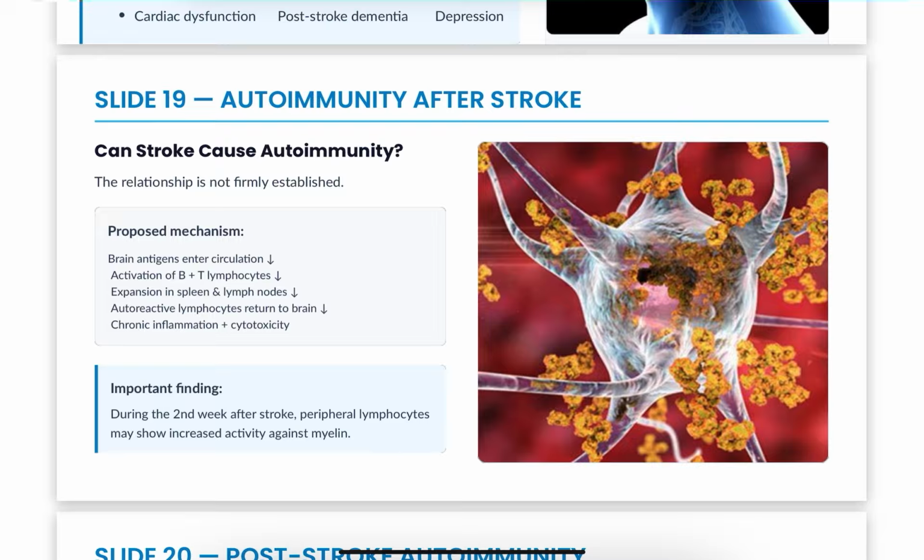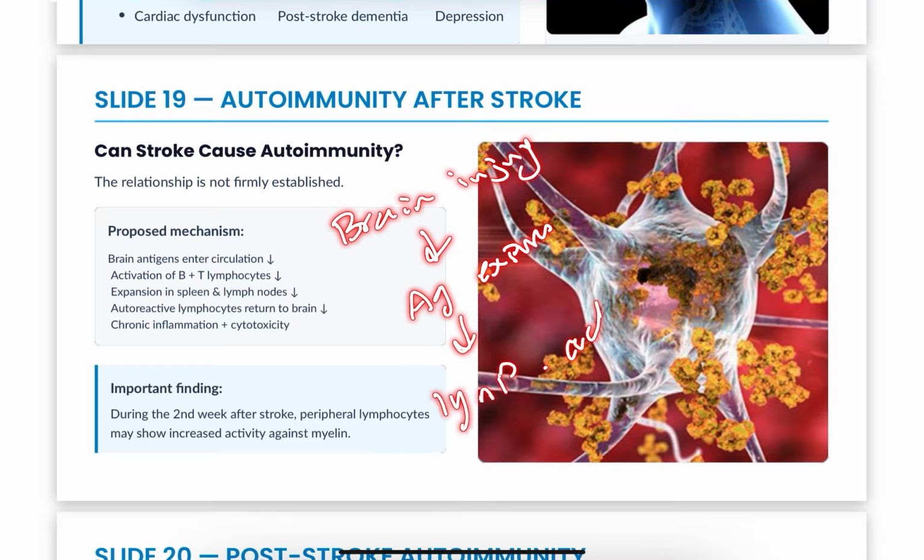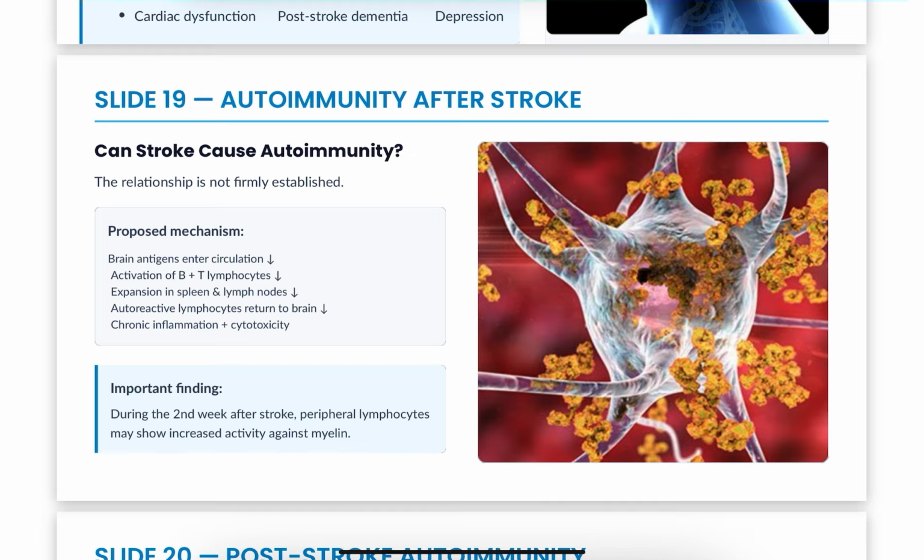So based on the sequence, let me simplify it. If I have a brain injury, and I have the antigen exposure, and it leads to lymphocytic activation. We said some of them can actually what? Some of them can be active against the brain, so they will return to the brain, and this could lead to a chronic immune activity. But this doesn't actually say that 100% of it will lead to autoimmunity.